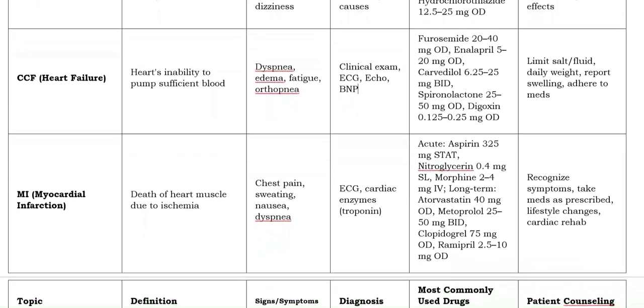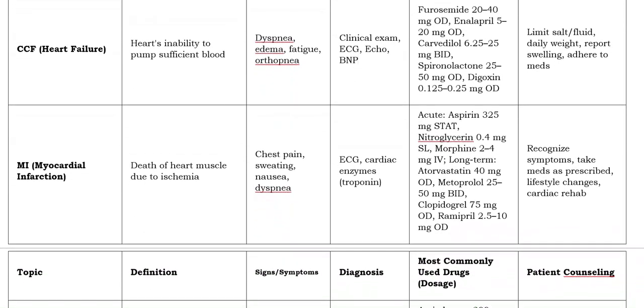Let's move on to the next condition in the source, often linked to long-standing hypertension. CCF, or heart failure. The source defines this as the heart's inability to pump sufficient blood. What are the telltale signs and symptoms mentioned? When the heart isn't pumping effectively, you start seeing symptoms like dyspnea, that's difficulty breathing, especially on exertion, or when lying flat, that's orthopnea, which the source also lists. Edema or swelling, especially in the legs, and general fatigue are also common signs noted here.